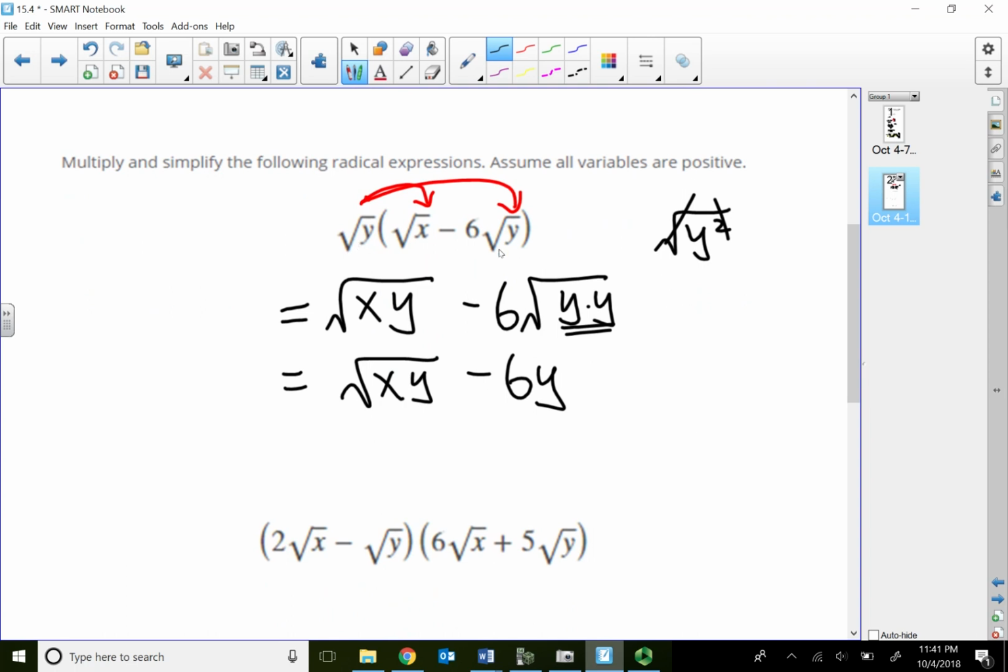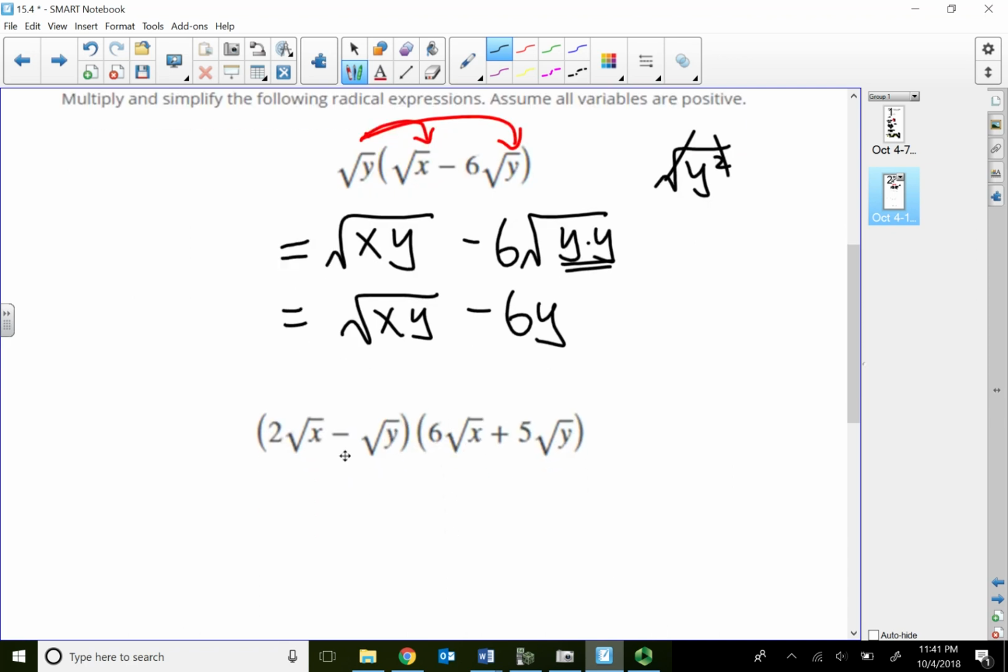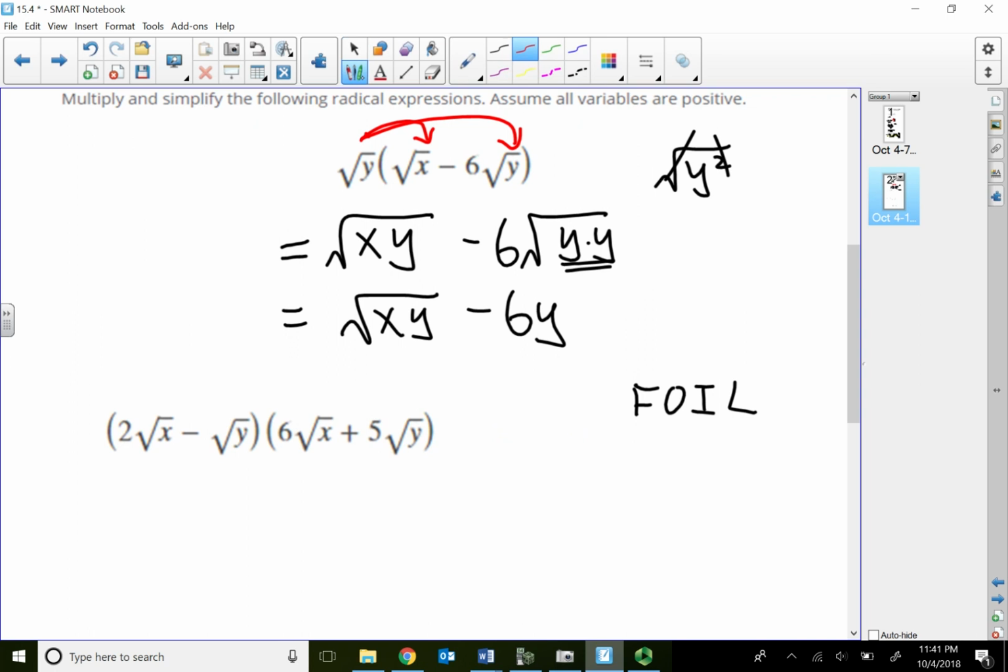So inside multiplies with inside, and outside coefficient multiplies with outside. Now two terms times two terms, so let's do basically a FOIL method involving radicals. After a while, when you see 2 times the square root of x times 6 times the square root of x, the square root of x times the square root of x is the square root of x squared, or x times x. So x squared cancels out with the root, and an x comes out. 2 times 6 is 12.